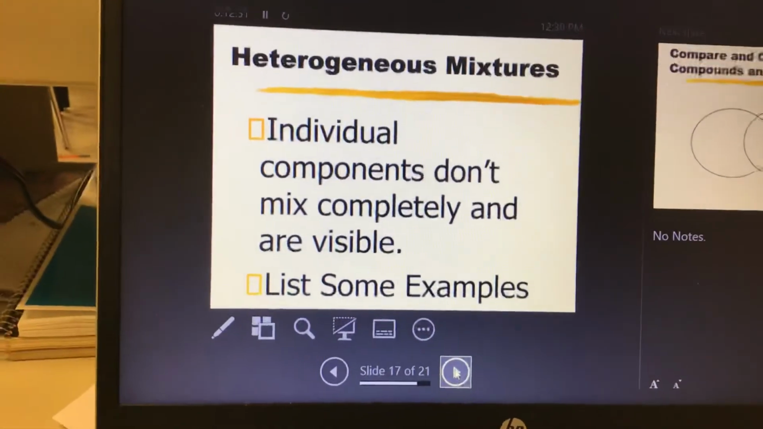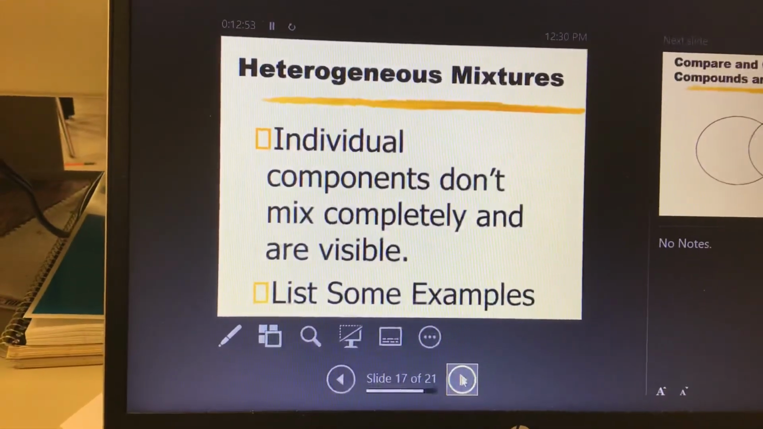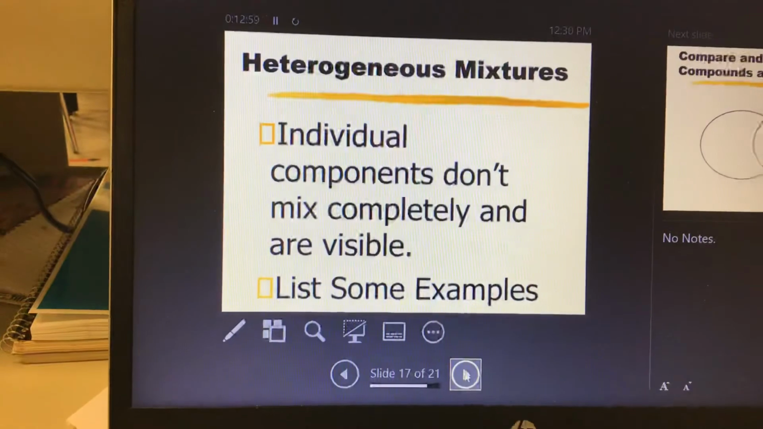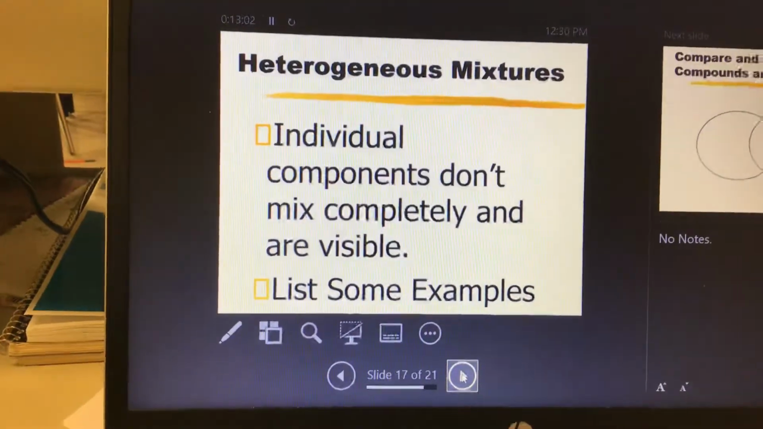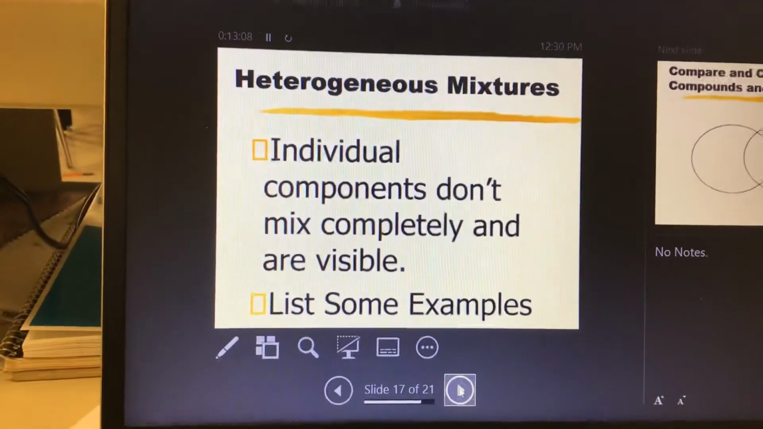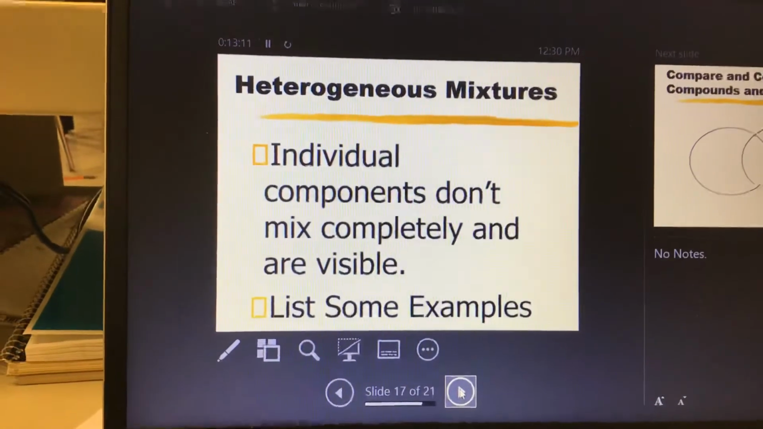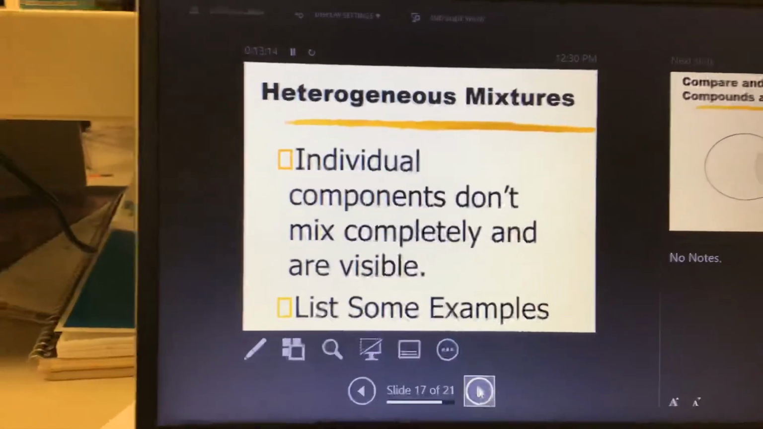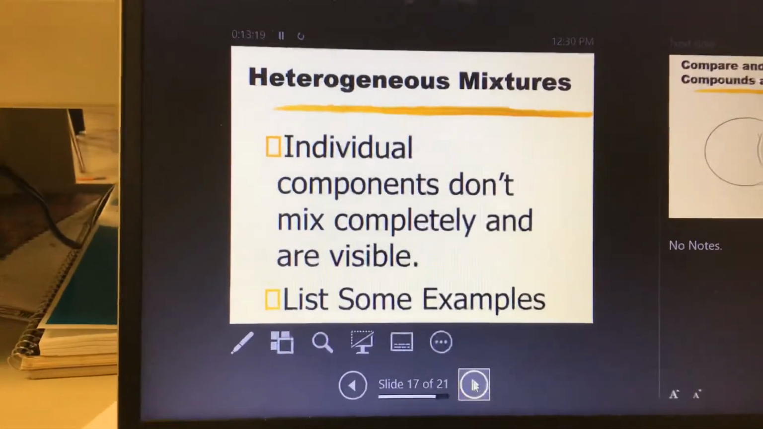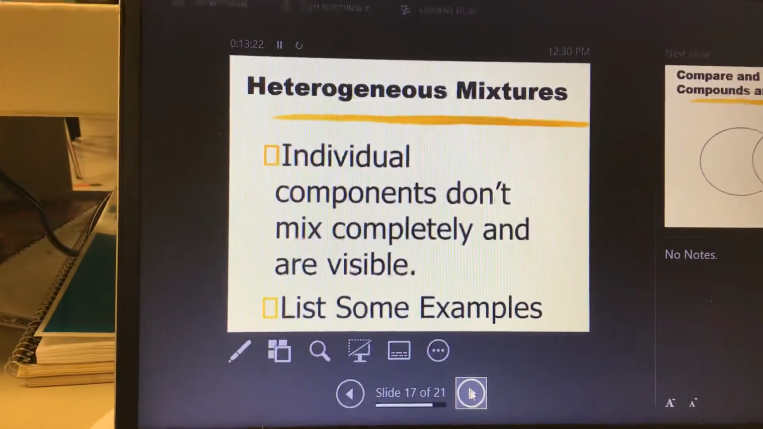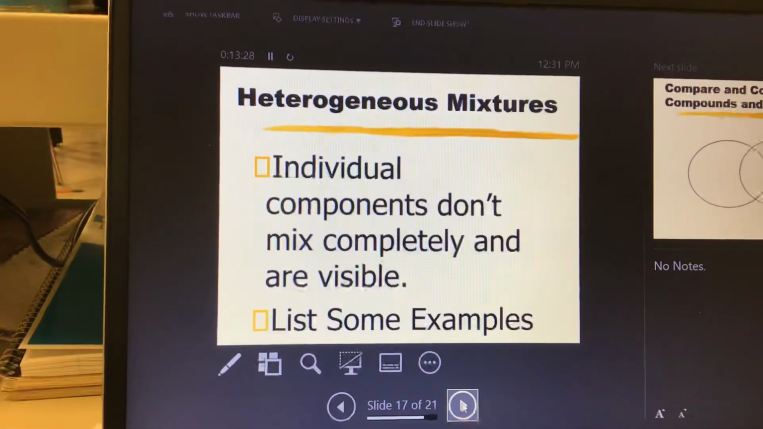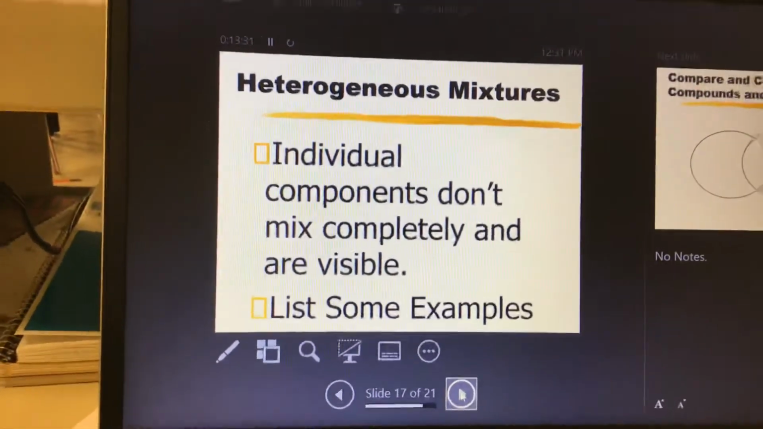On the other hand, the opposite is heterogeneous mixtures. The prefix hetero means different. So individual components don't completely mix. If you've ever made your own chocolate milk, a lot of times that doesn't completely mix. I'd probably call that a heterogeneous mixture. There's some chocolate that sunk to the bottom. Oil and water, heterogeneous mixture, doesn't mix. Even if I shake it up, it might appear at first that it's mixed, but if you give it a few minutes, it'll separate. That'll be a heterogeneous mixture.